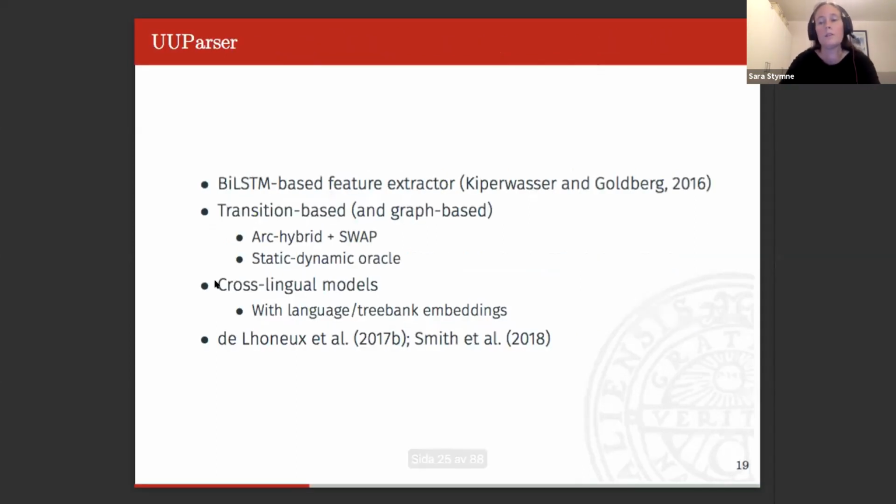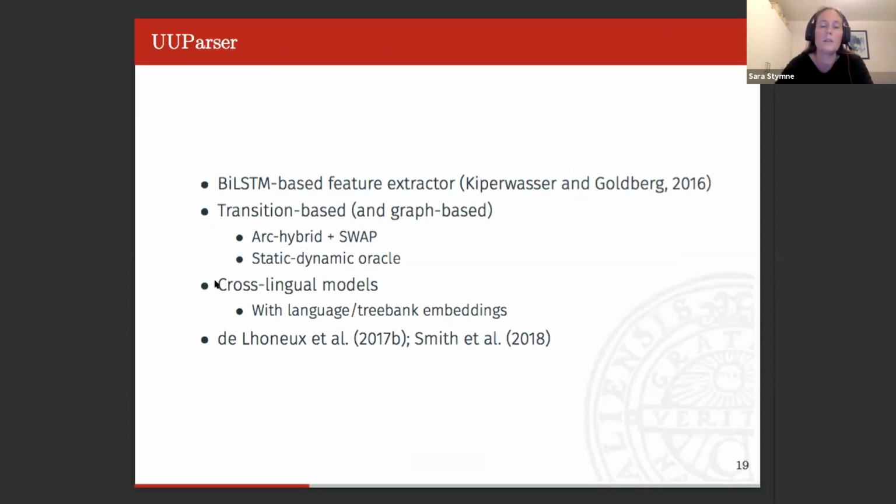So finally, I'm going to say a few words for this part of the talk about our parser. So the parser we'll use in all our experiments is the UUParser, the Uppsala University parser. It has a bi-LSTM-based feature extractor based on the model by Kiperwasser and Goldberg. It's transition-based. There's actually a graph-based version as well, but we're only using the transition-based. It has an arc-hybrid and swap transition model. So that means we can also parse into non-projective structures. And it uses a static-dynamic oracle.